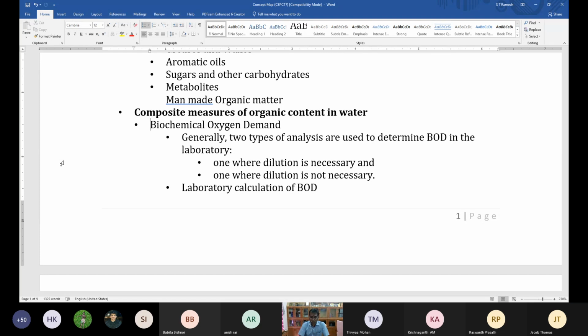Please remember the word BOD, biochemical oxygen demand. How to test this BOD of the sample in the laboratory, that we'll be discussing in detail, how to measure the BOD of the sample.